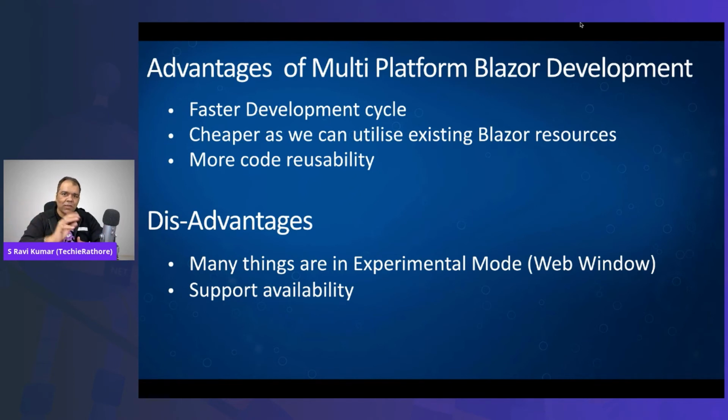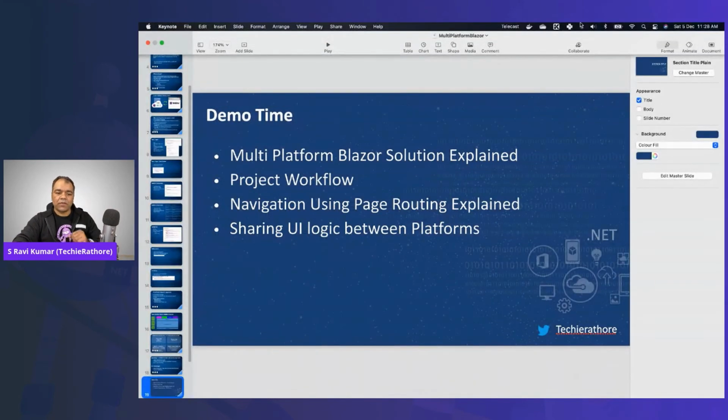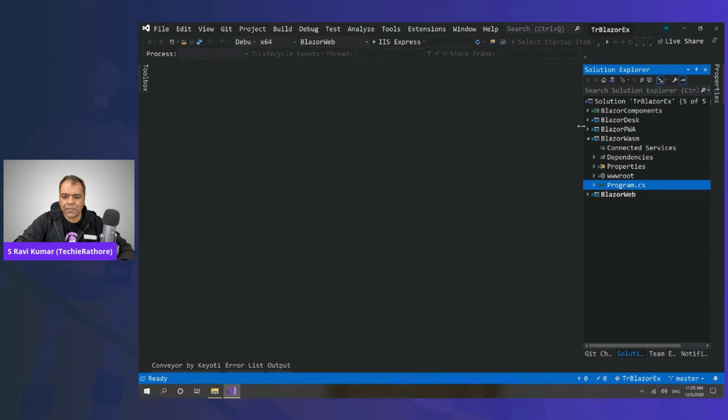So for that you can use this particular architecture. But for creating a desktop application, you need to think a little bit differently. That's the one thing. So let's talk about the demo, how the Blazor multi-platform application works. We'll talk about the project workflow, how the project works, how the navigation works, and all those things. So I have opened this sample application.